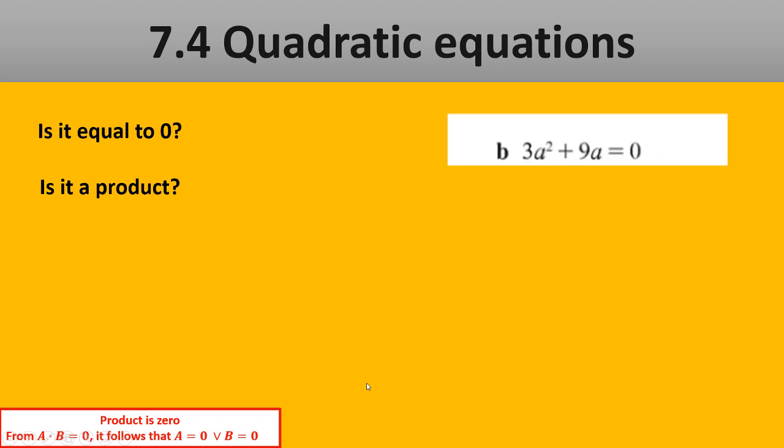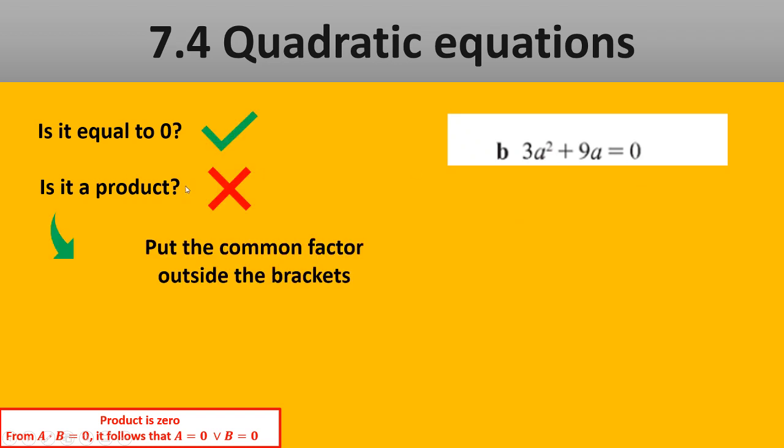Okay, let's try one again. Let's say I have something like this. Well, is it equal to 0? Yes. Is it a product? No. But here we don't have to use the product sum method. Here we're going to use the method that we have taken a look at in paragraph 7.2. Remember when we said that we're going to search for common factors. Why are we going to do that here?